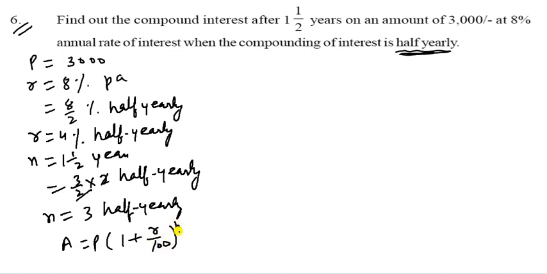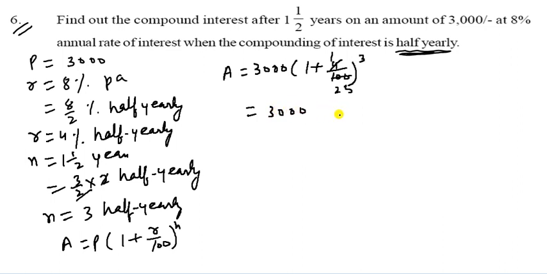So for the amount we have the formula P into (1 plus R upon 100) to the power n. Now put the values. So A will be equal to 3000 and 1 plus R, that is the 4%, so 4 upon 100, and whole power is 3. 4 ones are 4, 4 twos are 8, and 4 fives are 20.